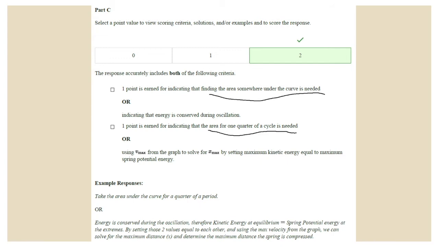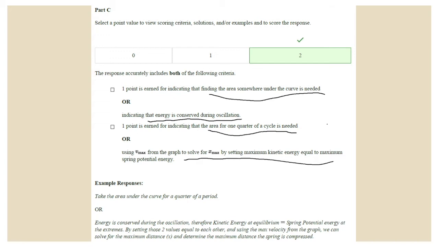The second version, like the alternate response, if you will, is for indicating that energy is conserved, and that if you take the maximum velocity, you can take the maximum kinetic energy equal to the maximum spring potential energy and solve for it that way. Now notice it doesn't say anything here about knowing the mass and knowing the spring constant, but the point still stands. Your example responses can be take the area under the curve for 1/4 of a period, or energy is conserved during the oscillation, and therefore kinetic energy at the equilibrium is equal to spring potential energy at the extremes. By setting those two values equal to each other and using the max velocity from the graph, we can solve for the maximum distance and determine the maximum distance the spring is compressed.